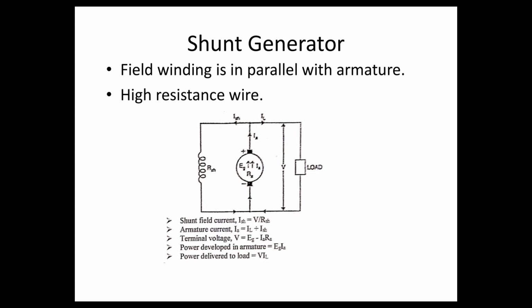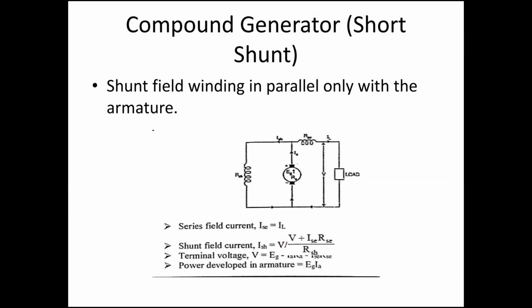Let's see the details from the diagram. Shunt field current, ISH equals V divided by RSH. Armature current, I equals IL plus ISH. Terminal voltage, V equals EG minus IR. Power developed in the armature is EG into IA. Power delivered to load is V into IL.